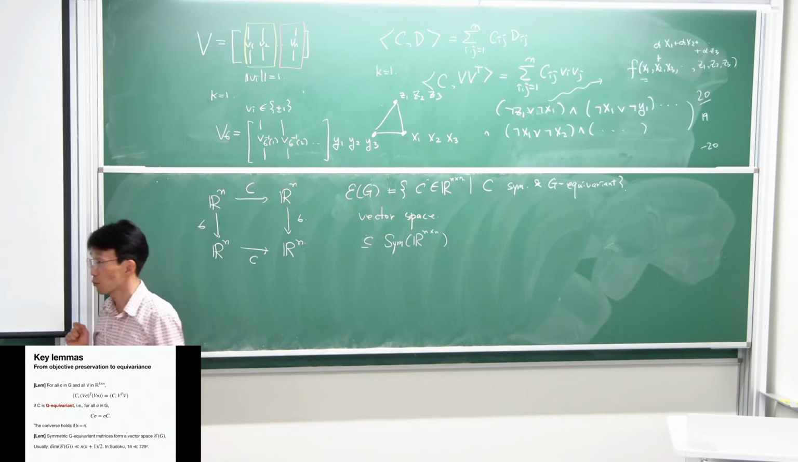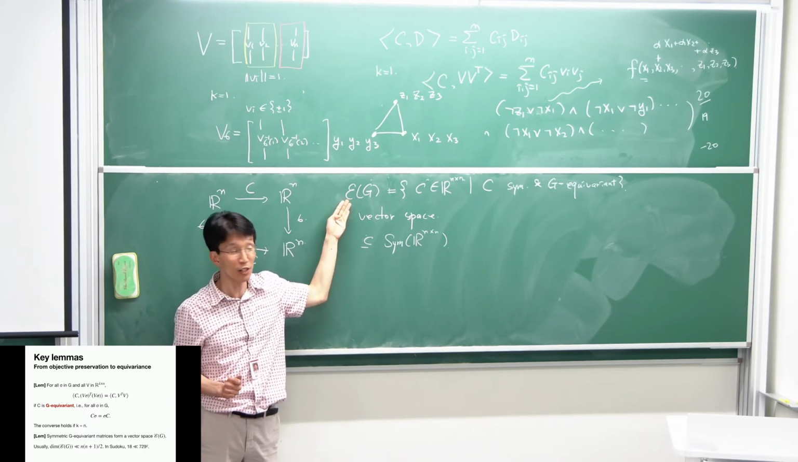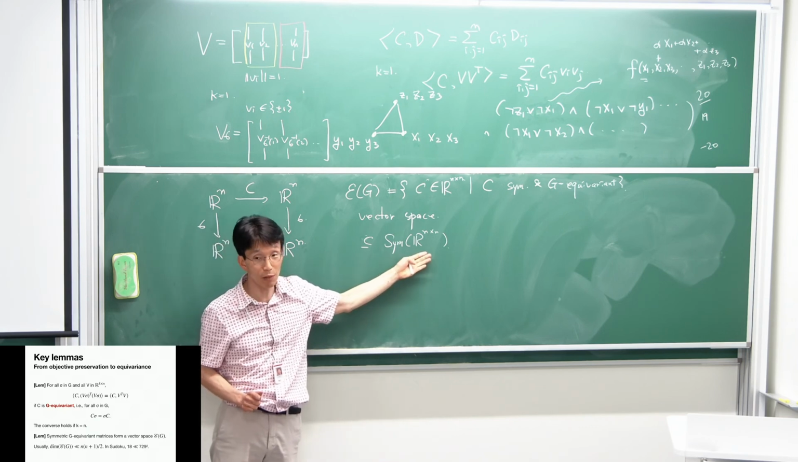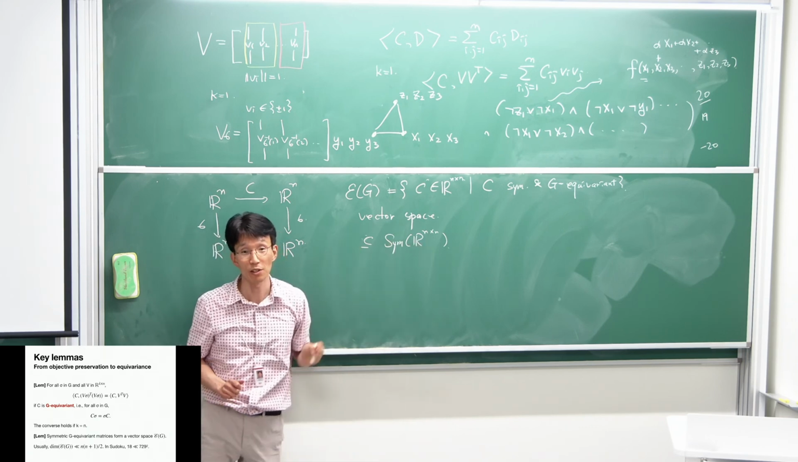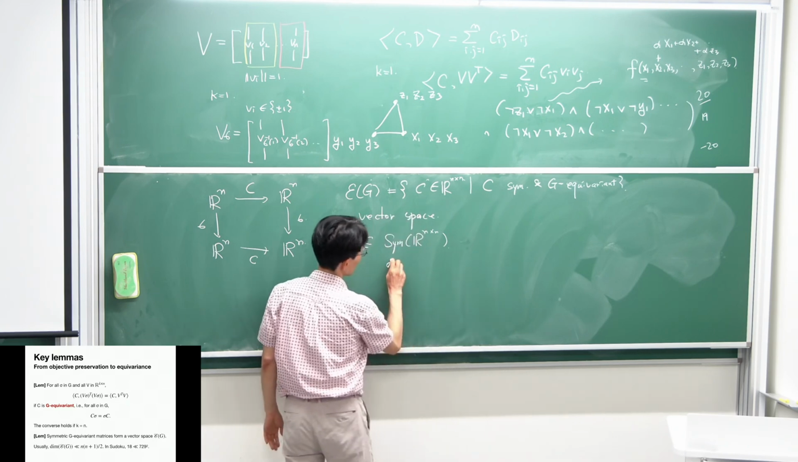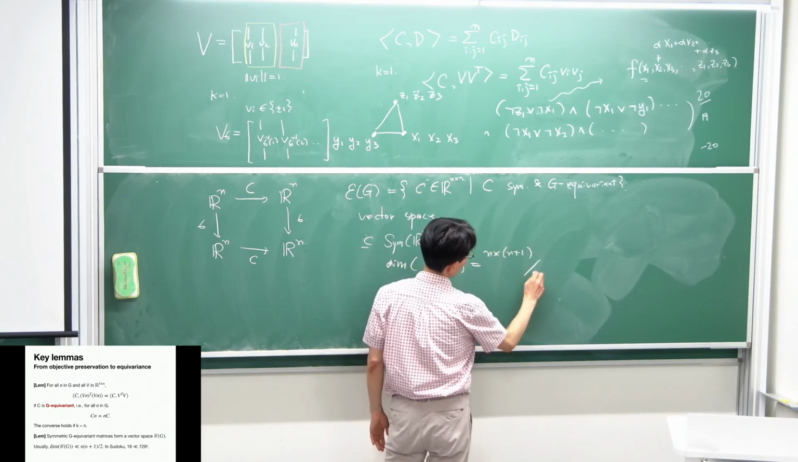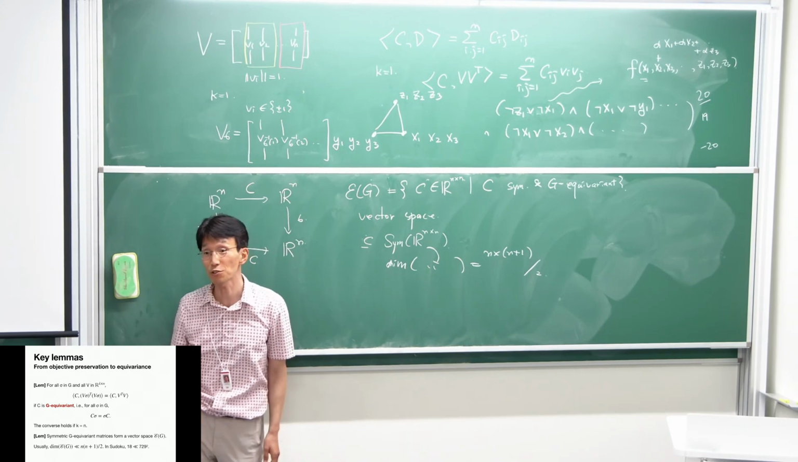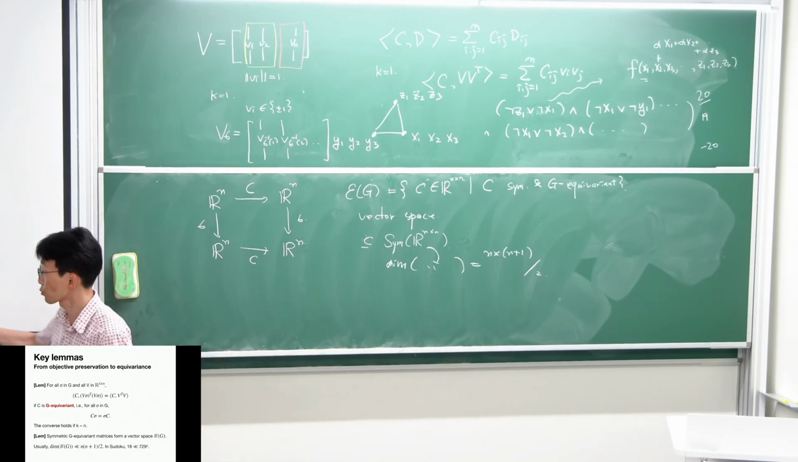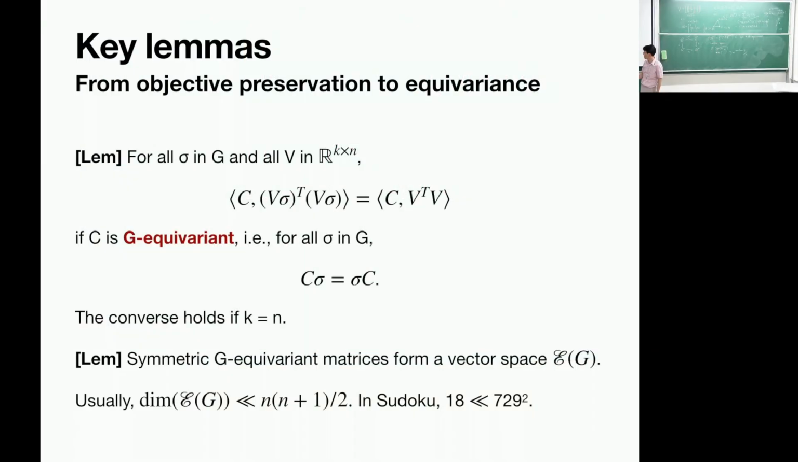One interesting bit is that the dimension of this vector space is usually much smaller than the dimension of the symmetric matrices on R^(n square). The dimension of the symmetric matrices is n times n plus 1 divided by 2. But the equivariant matrices space is much smaller. In the Sudoku example, the dimension of this equivariant space is 18, but the dimension of all the symmetric matrices is 729 square. So it's much smaller.